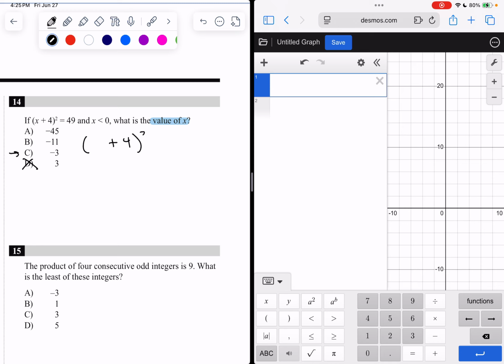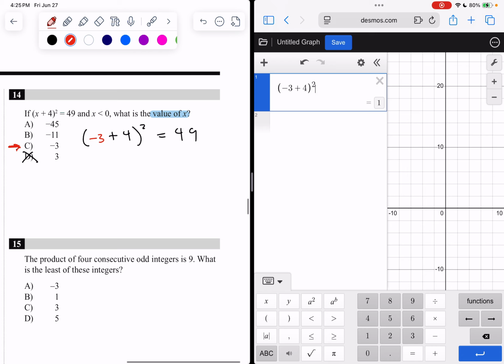I'm making myself a little template here, so if I need to reuse it for another answer choice, I can. But let's put this -3 in for x. So if I punch this into my calculator just like this, again, I'm loving the idea that I don't have to do math. I can just pop this into my calculator, close the parentheses and square it. Well, that gives me 1, not 49, so I know that's not my answer.